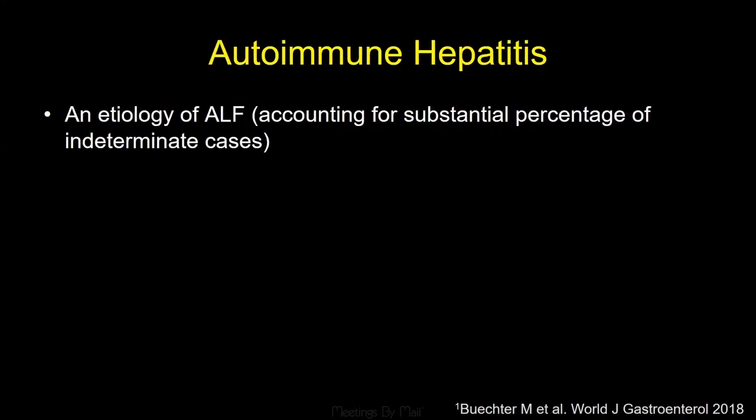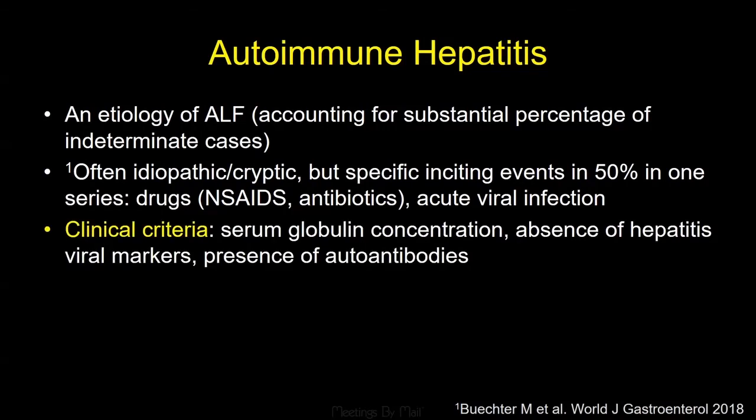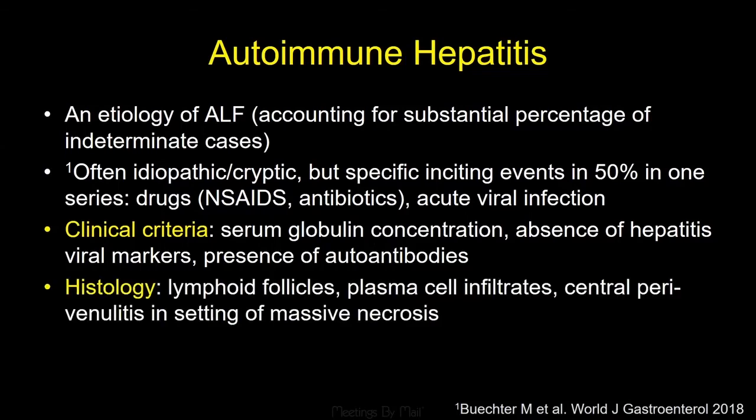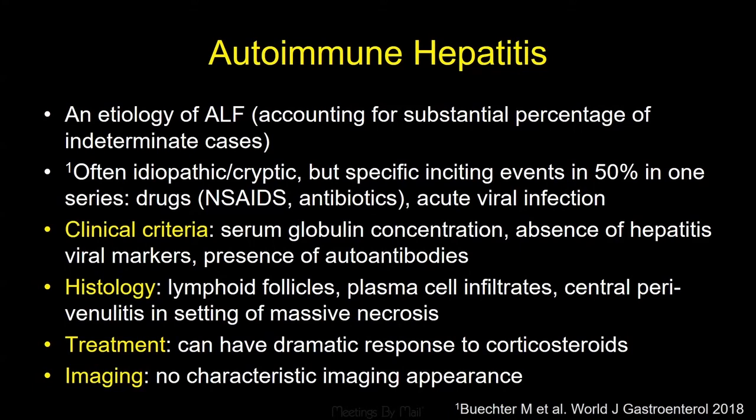Autoimmune hepatitis deserves mention because this is an etiology of ALF that likely accounts for a substantial percentage of the indeterminate cases. It is often idiopathic or cryptic, but a specific inciting event occurred in approximately 50% of patients in one series, and the inciting events were drugs or acute viral infections. The clinical criteria include serum globulin concentration, absence of hepatitis viral markers, and the presence of autoantibodies. And at histology, there will often be lymphoid follicles, plasma cell infiltrates, and central perivenulitis. These patients can do remarkably well with corticosteroid treatment, and on imaging, there's no characteristic appearance.